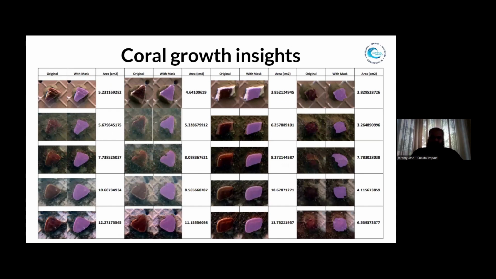It's finished processing, but we have to do some analysis on it. But essentially, these are the fragments. So all of these are Turbinaria, except the last one, that's Cosenaria. But all of these are Turbinaria, and you can see how over time these corals grow, and the purple masks can show you the exact area that that coral covers.